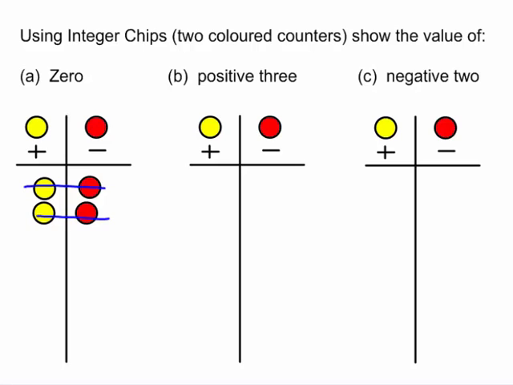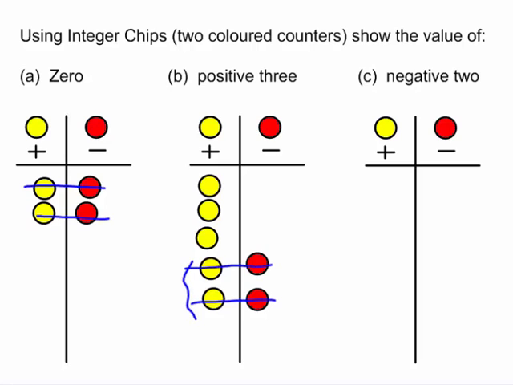For B, if I want to show positive 3, I could drag down 3 positive chips, and this would represent a positive 3 just the way it is. Or I can bring down some 0 pairs, as we call them, so one positive and one negative on each side. These bottom values all 0 off, but we can still have them there if we need them. So this here would be the positive 3.